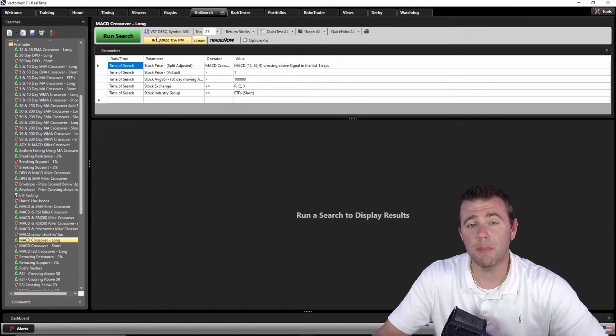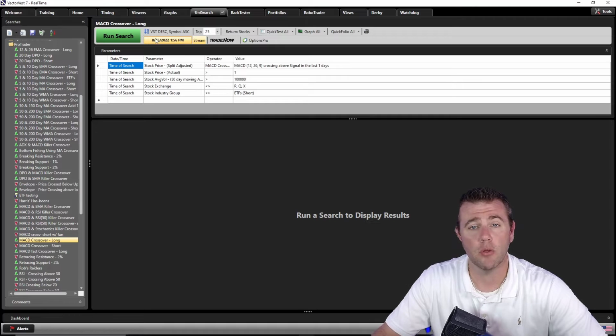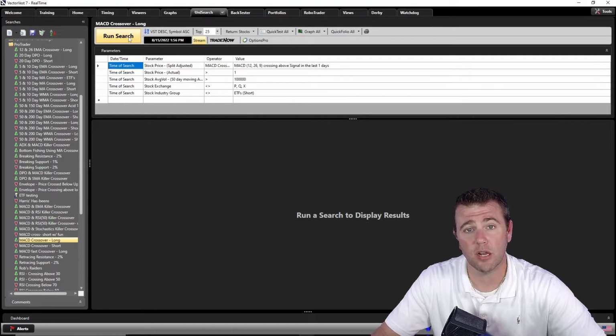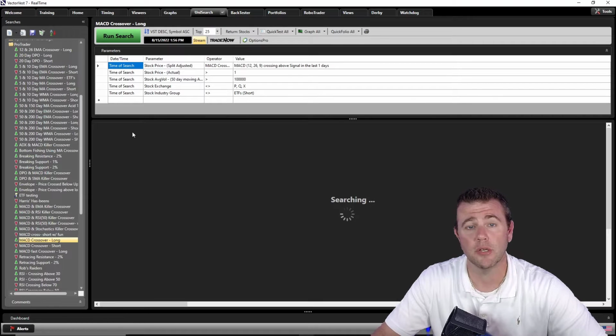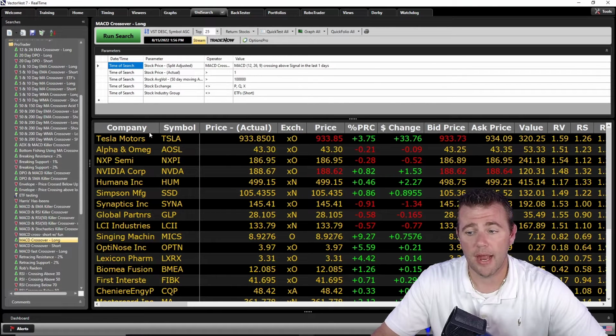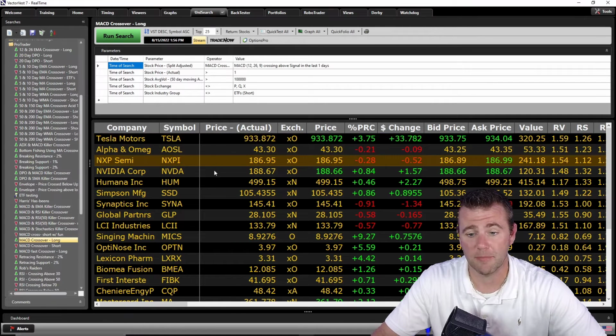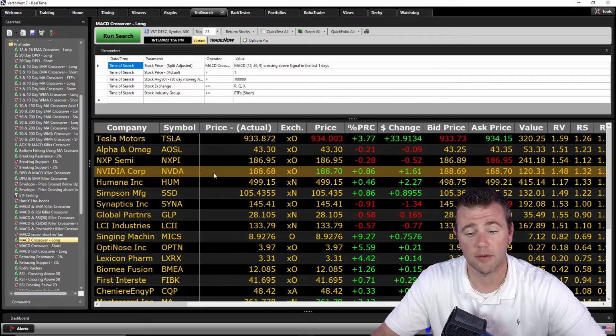So, you know, typically as an investor, you would have to go through lots of different graphs looking for stocks that are just having that MACD crossover as of right now, and that can take hours. But with a single click of my mouse on that run search button, the VectorVest software brings those stocks to us immediately. And as you can see, you're probably going to notice some familiar names here with Tesla, NXPI, Nvidia, and so on.